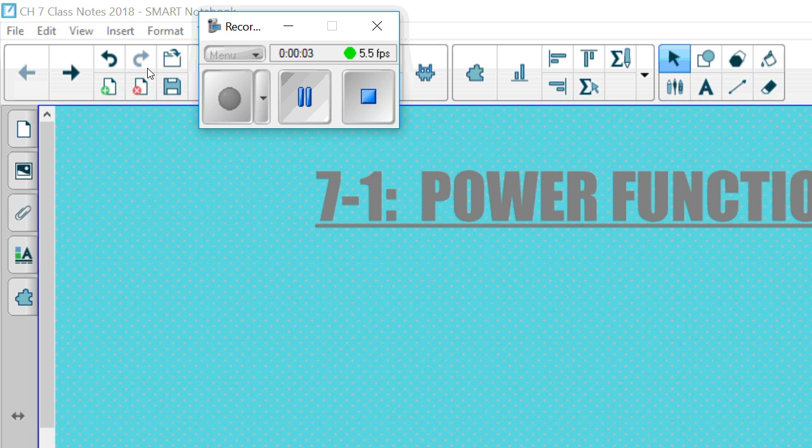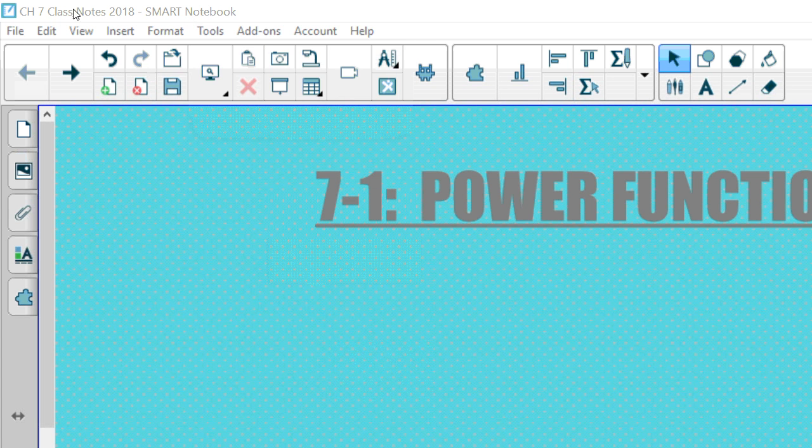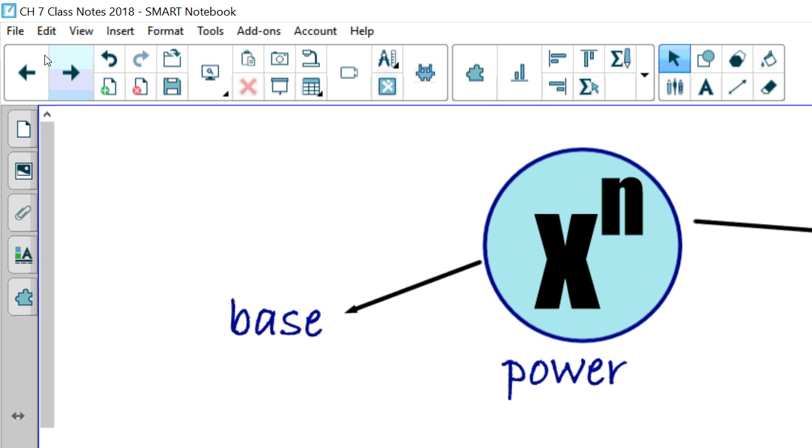Chapter 7 is about exponents and power functions. So today we're going to look at the graphs of different power functions and analyze their properties. Just some basic terminology to start. If we have x to the n, x is considered the base, n is considered the exponent, and the whole expression x to the n is considered the power.